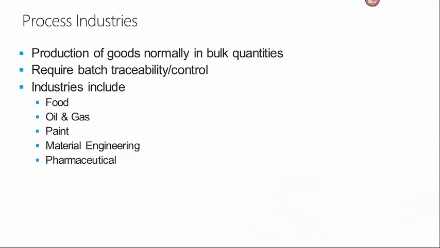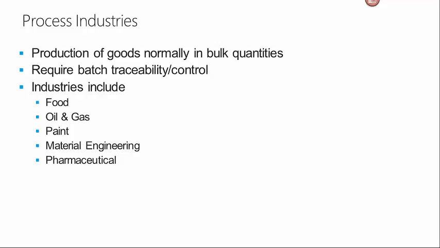Okay, so now we're going to get into process manufacturing, and get into where the differences are between process and discrete. Process industries are normally the production of goods in bulk quantities. Discrete was a single item like a car. You can count a car, you know what it's made of, you know all the components in it. Process is not really like that. Process is a bulk of material that isn't as easily counted, and normally this type of product requires high levels of batch traceability.